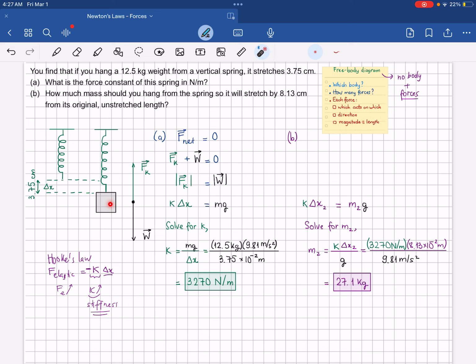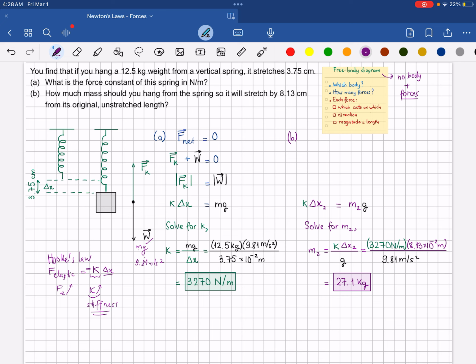It stays at rest, it stays still after the stretching, and then there's only gravity, right? Only weight from the earth acting on it downward, and the magnitude is always mg, right? m is the mass of the object and g is the gravitational acceleration, which equals 9.81 meters per second squared. So then we can identify the weight.